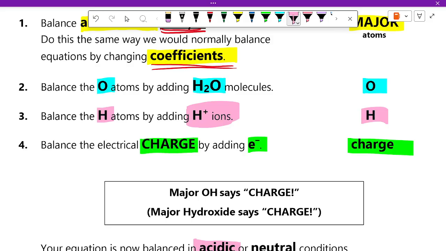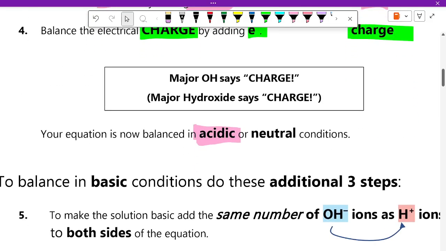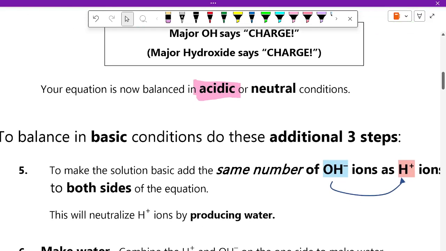However, sometimes you don't want it to be in acidic conditions, you want it to be in basic conditions. I don't even know that going through these steps not in context is helpful, but basically what you do is you neutralize the hydrogens by adding hydroxide. That's the major thing about it. You just neutralize whatever hydrogen atoms there are by adding hydroxides. And if you had 3 hydrogen ions, you would add 3 hydroxide ions.